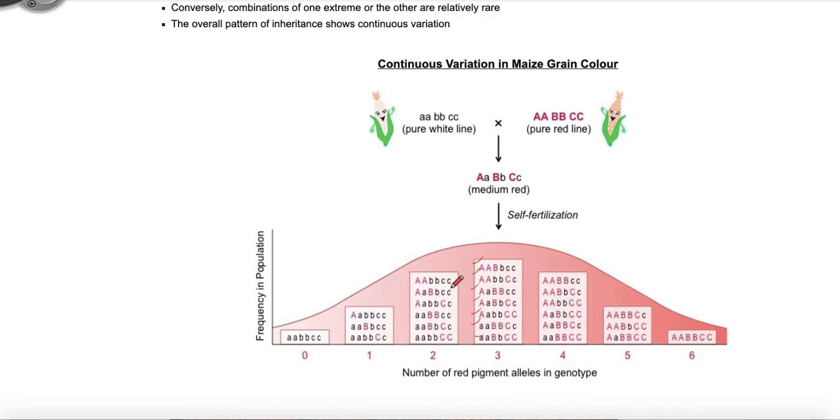So notice that there's no real dominance in this particular case, right? It's just a continuous variation form. So in the activity that you are going to be working on today, you're going to be looking at all the different forms of continuous variations in corn as well.